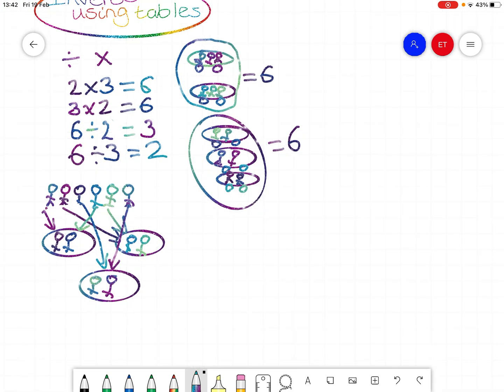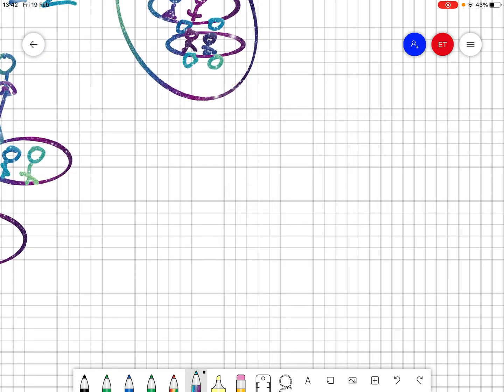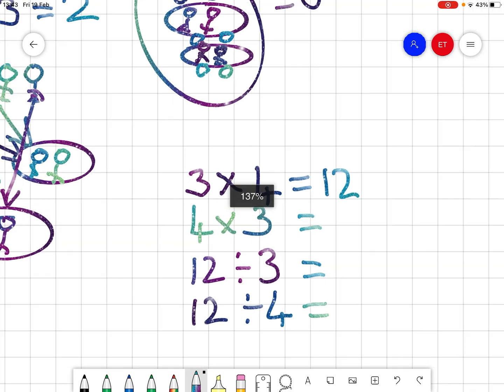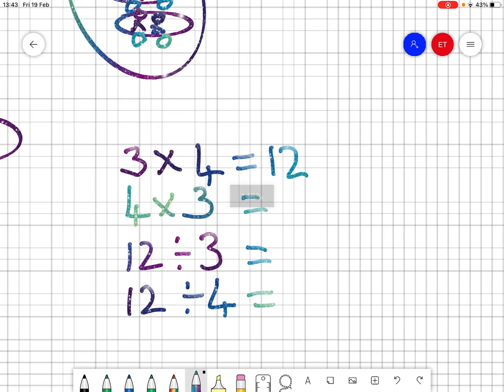Now let's just put that into practice. I'm going to put some questions here for you to work out. So if, let's say, 3 times 4 equals 12, I want you to figure out, therefore, what's 4 times 3? What's 12 divided by 3? And what is 12 divided by 4? So use your inverse to work those out. So pause that video just now and let's see if you can get the right answers.